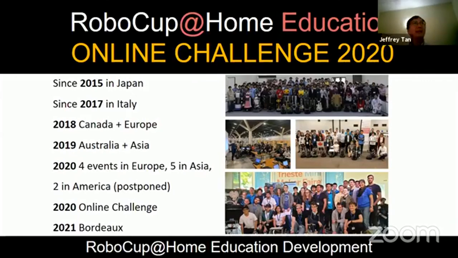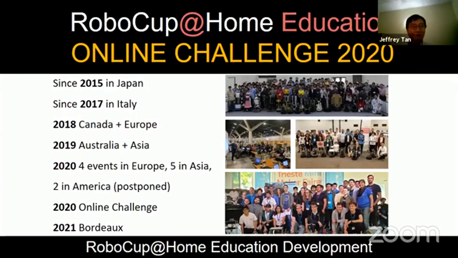Then in 2019, we organized in Australia, and at the same time we extended to many countries in Asia, especially China, Malaysia, and Thailand as well. So far for 2020, we actually planned 4 events in Europe, 5 events in Asia, and 2 events in America. But due to the pandemic situation, we postponed all our activities.